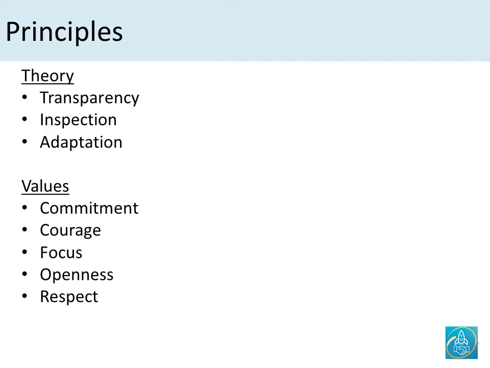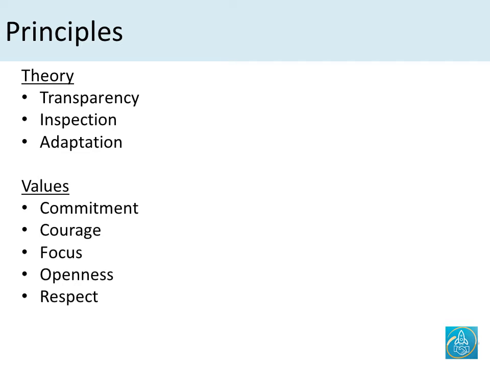Adaptation, as discussed earlier, through various Scrum events, you should be able to adapt in case you're building something that was not agreed upon in terms of requirements, or you are deviating away from the Scrum process as a whole. Let's go over the values.